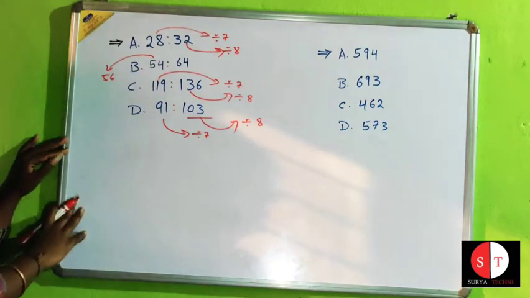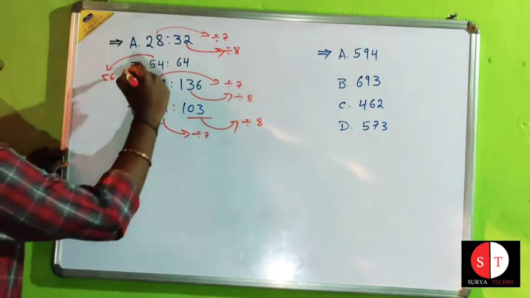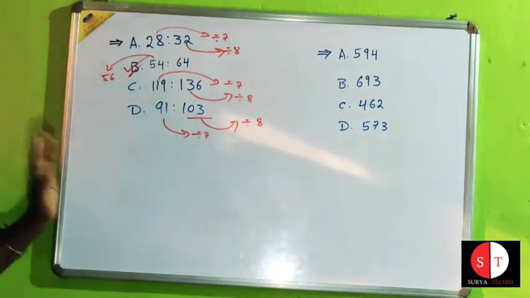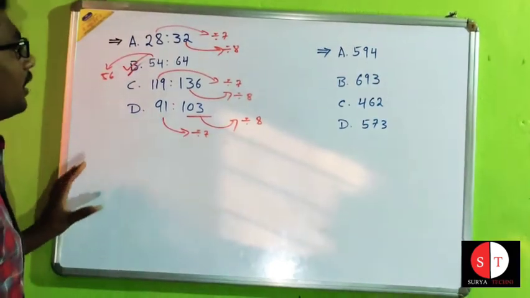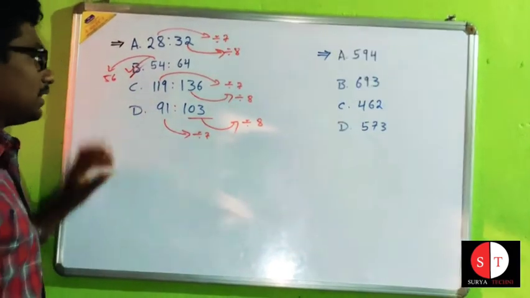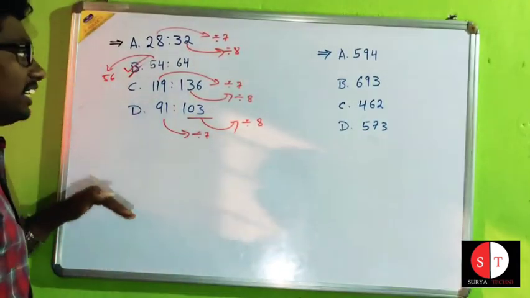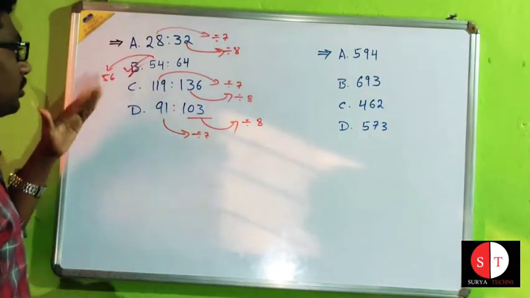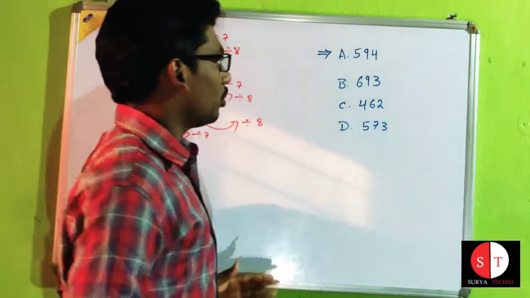8 7s are 56, 8 8s are 64. So that means option B is the correct one. It is the different, odd number, and the remaining options A, C, D follow the same basic pattern. Option B is the different one. Okay, let's move on to the next question.